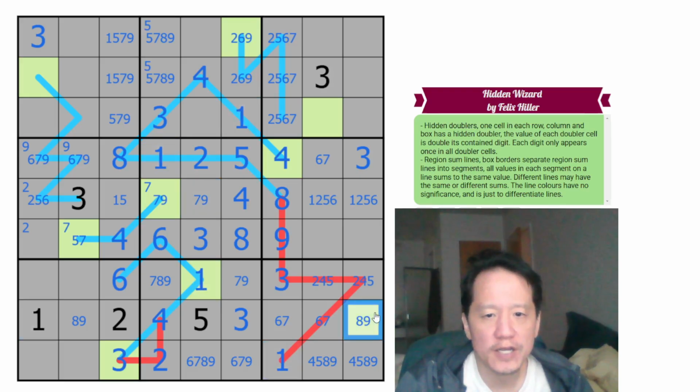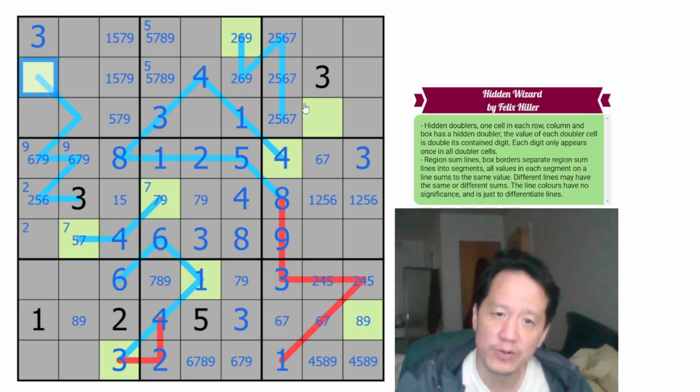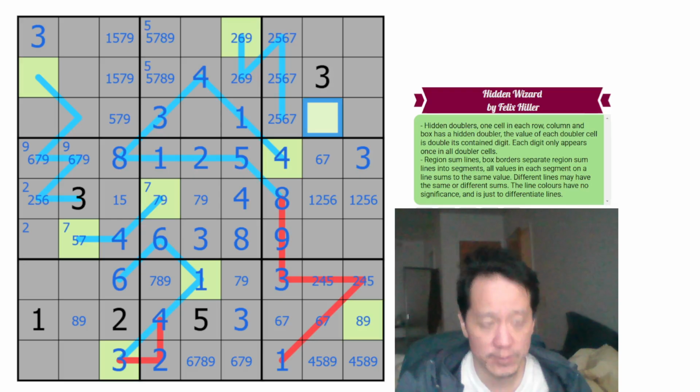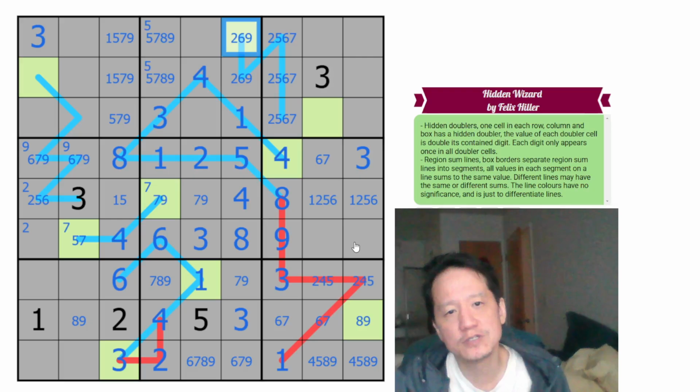Every digit must appear once in the doubler cells. This can't be 2. This can't be 2. Where is a 2 in this box? It has to be one of those 2 cells, which means this can never be 2 in this doubler. The 2 in this box has to be one of these 3 cells, so this cannot be 2 as a doubler. Therefore, we know where is a 2 as a doubler. It has to be here. So this is 2. This can't be 2.